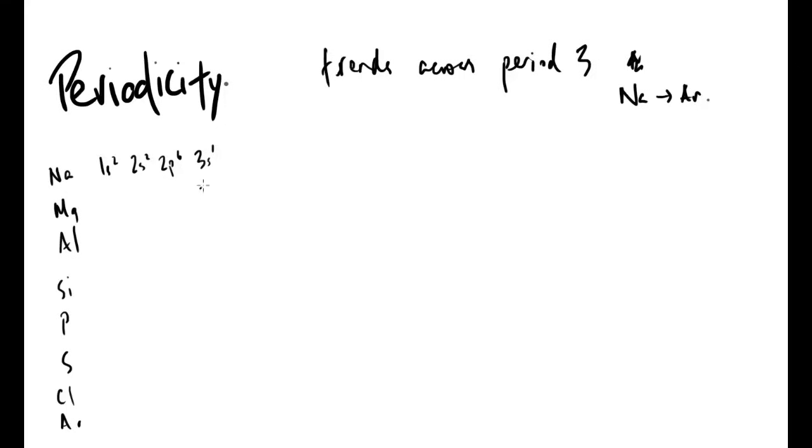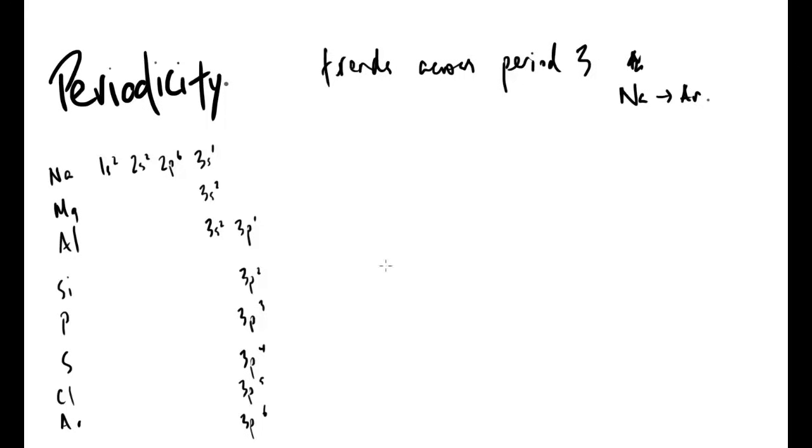Now with magnesium it's going to be the same, we're going to have 3s2. Here we're going to have 3p1. We're going to go into 3p2 with the silicon, 3p3, 3p4 for the sulfur, 3p5, and then 3p6 for the argon.